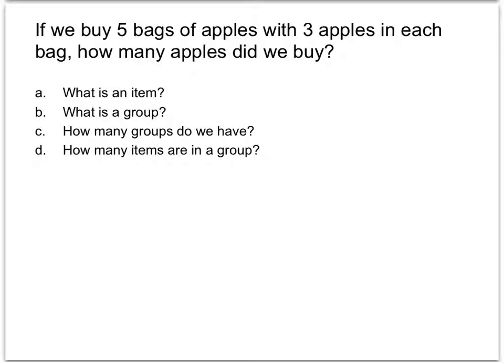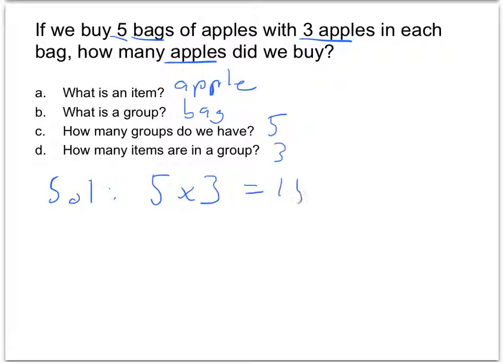Part A, what's an item? Well, to determine what an item is, we look at the question. The question is how many apples did we buy? So that's an item. Second question, what's a group? Well, we see that we've got these bags of apples, and so that's a group. Third question, how many groups do we have? Well, it says we have 5 bags. And then how many items are in a group? Well, 3 apples are in each bag, so 3. And so that means that our solution is going to be 5 times 3. And we know how to do that arithmetic, and that's 15. So there's how we set up a simple multiplication problem.